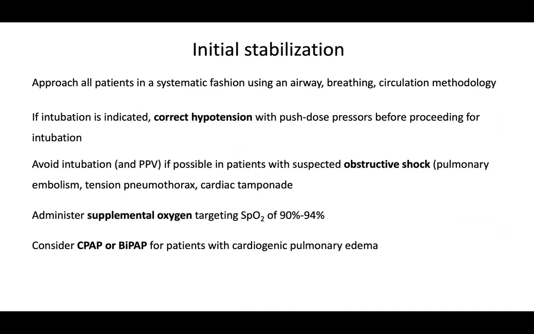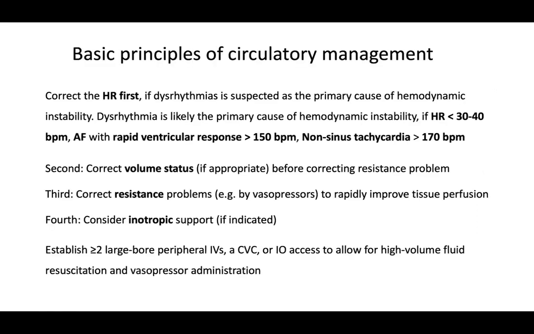If intubation is indicated, we have to correct hypotension with push dose pressors before proceeding to intubation. Avoid intubation if patients are suspected of having obstructive shock like pulmonary embolism, tension pneumothorax, or cardiac tamponade. We have to correct the primary problem, because otherwise the patient can go into arrest. Administer supplemental oxygen targeting a saturation of 90 to 94%. Consider CPAP or BiPAP for patients with cardiogenic pulmonary edema, because they respond more quickly than others.